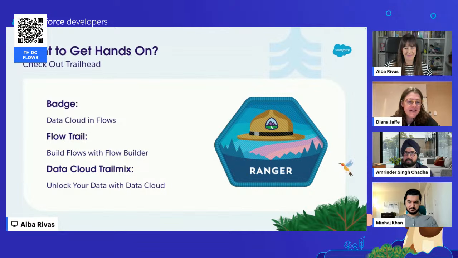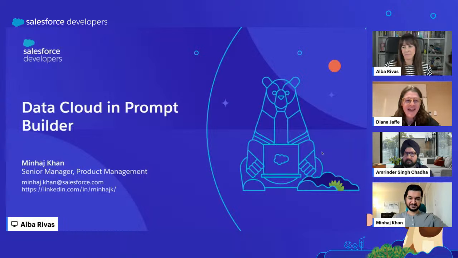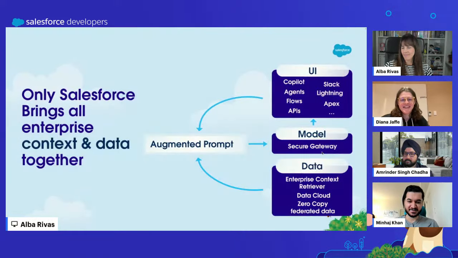And with that, I'll pass it off to Minhaj to talk about AI. Exciting things. Awesome. Thank you so much, Diana and Amrinder. Hey, everyone. Once again, this is Minhaj Khan. I'm excited to tell you about using Data Cloud within Prompt Builder with the wonderful world of generative AI.